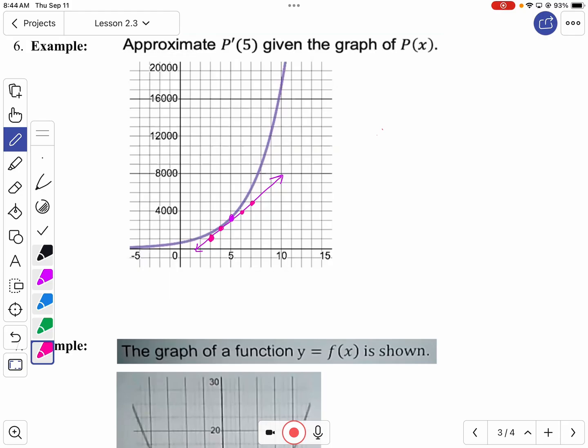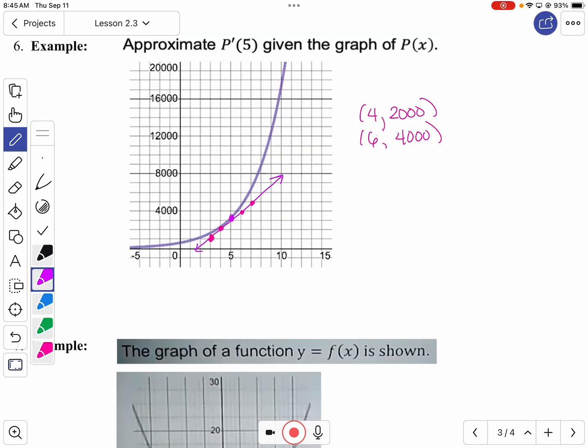So it looks like on the x-axis, everything is counted by 1. So that looks like the ordered pair (4, 2,000), counting by thousands on the vertical axis. Yours may be a little different. And (6, 4,000). Last year it looks like I drew (3, 1,000) and (8, 7,000). Okay, so you're just going to get close.